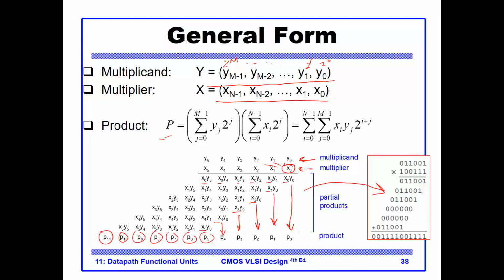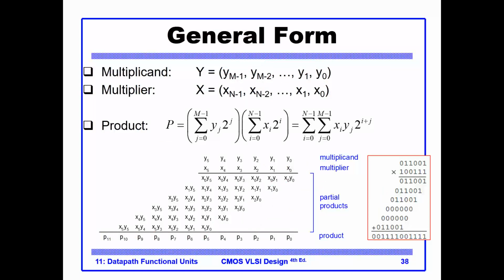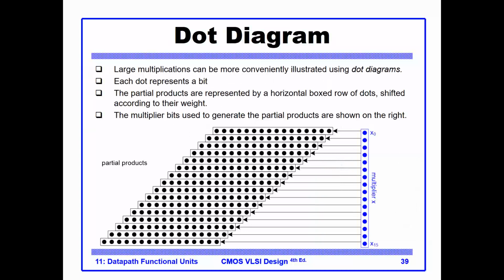Basically, we can see how x0 of the multiplier was multiplied by the multiplicand, then x1, then x2, and so on up to x15, if we have a 16-bit multiplier multiplied by a 16-bit multiplicand.